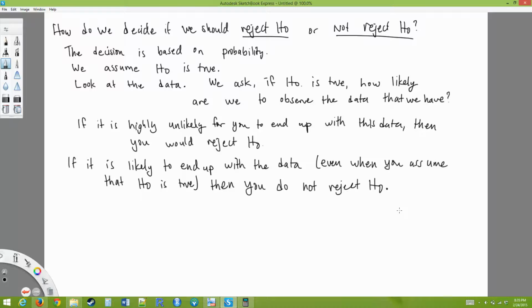Conceptually, does this make sense? Yes, kind of. Some people are shaking their hands. Okay, well, maybe we'll try an example here.